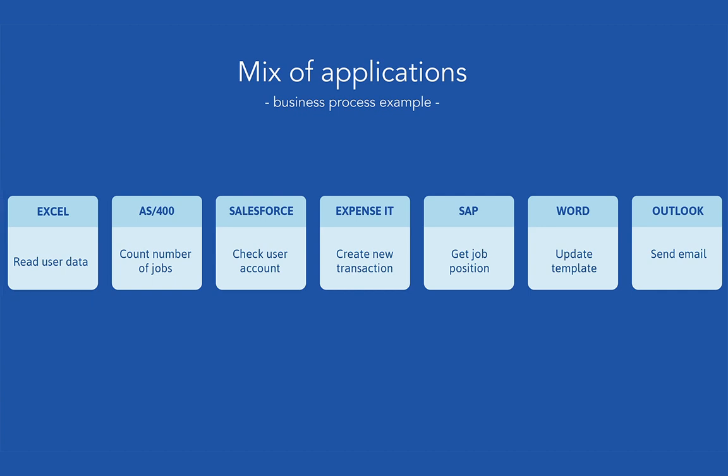The requirement is to gather the missing information for each user in the file and update it in a separate column. In order to do that, we will use several applications: an AS400 terminal, Salesforce, a web-based application, Expense IT, a desktop application, and the SAP platform. When the robot has finished gathering the data for a user, it will add it to a template in Word, which will afterwards be converted to PDF and emailed to a designated person. At the end of the process, each user record in Excel will be marked as done.